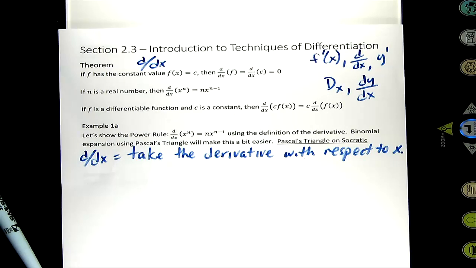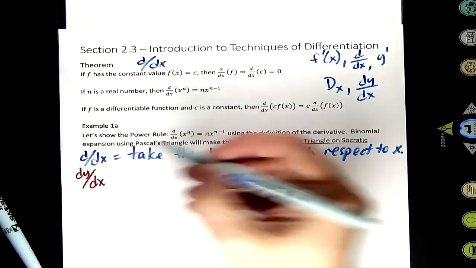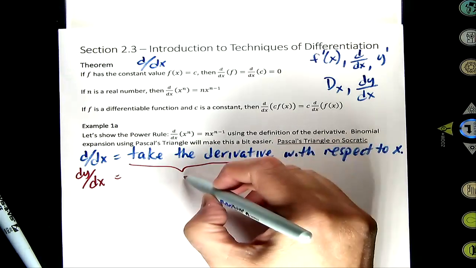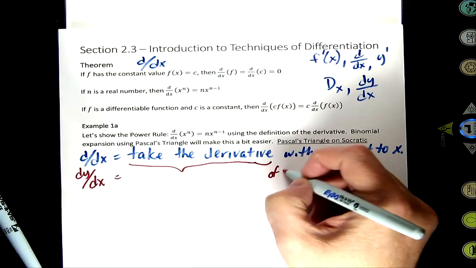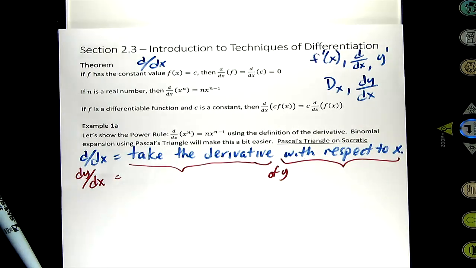If we add in the y, dy dx, it's the same thing. We just add the word y, and then with respect to x again. Take the derivative of y with respect to x. So the derivative of a constant equals 0. We'll show this using the limit laws in a second.